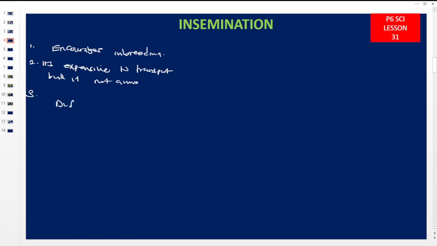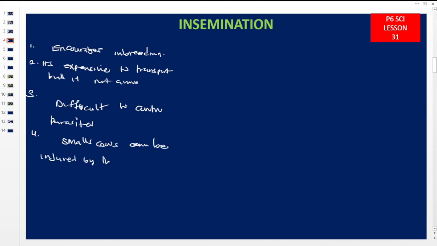Three, it is difficult to control cattle parasites and diseases, which we call the venereal diseases. Number four, with this method, small cows may be injured by the big bulls. Then the legs cannot walk. So those are the disadvantages of natural insemination.